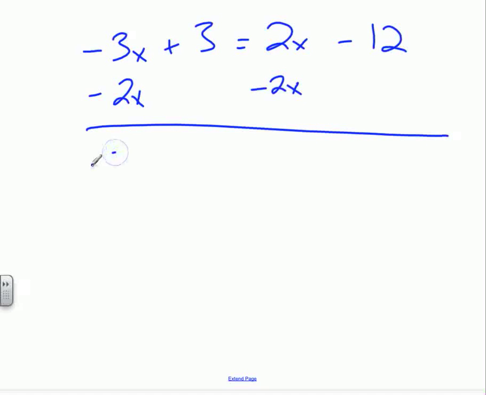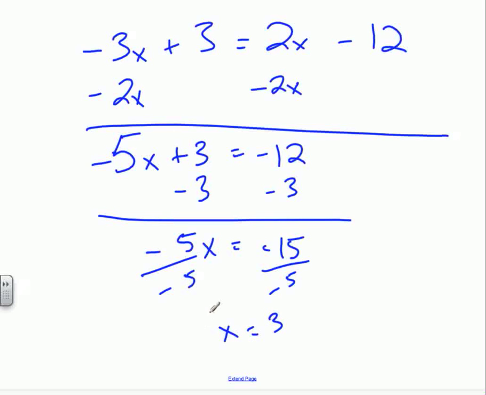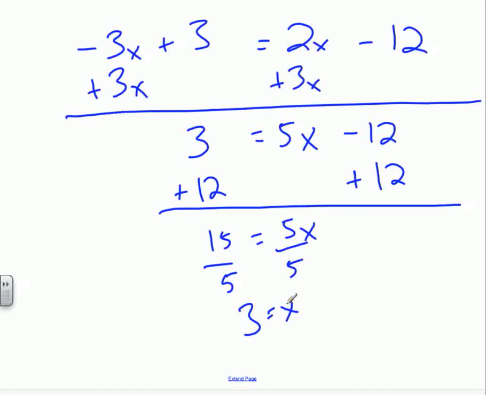Start this side. Negative 5x plus 3 equals, that cancels out, negative 12. So the problem looks a little different, but you'll find we're going to get the same exact answer. Negative 15, divide both sides by negative 5. Negative 15 divided by negative 5, and x equals 3, which was what we got when we did it the other way as well. So x equals 3 either way.